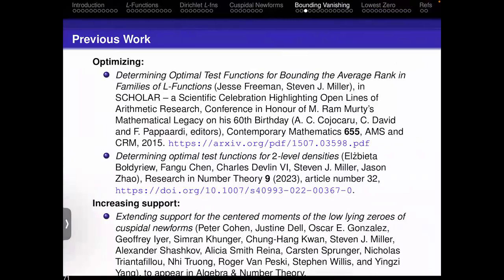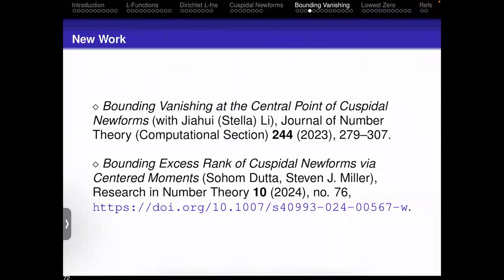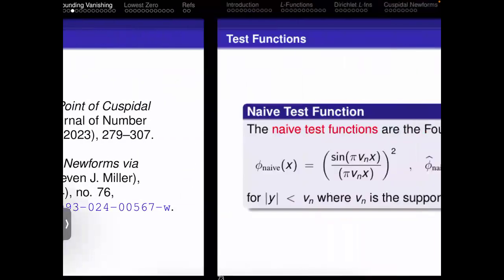There are a lot of papers talking about increasing support and optimizing the test function. Increasing support is very hard. Optimizing the test function turns out not to give that much. Just naive approximations do almost as well as pages and pages of advanced functional analysis. So I'm going to talk about some work I've done with some high school students on trying to get better results for bounding at the central point.